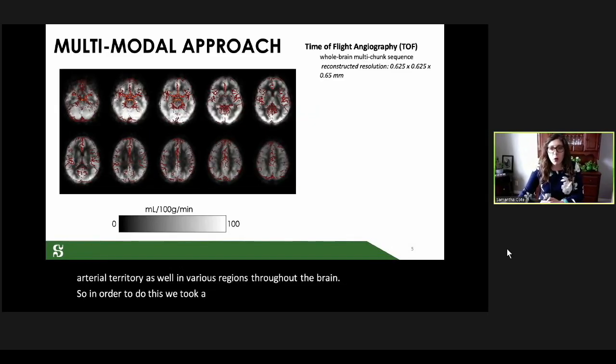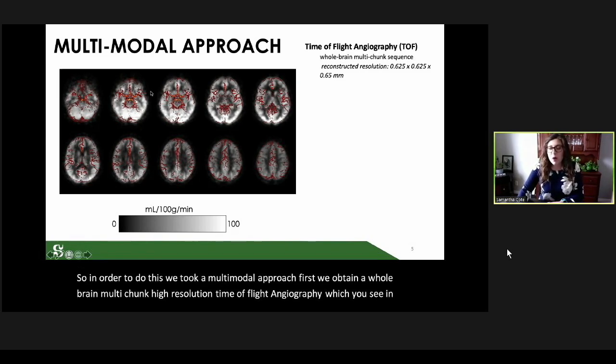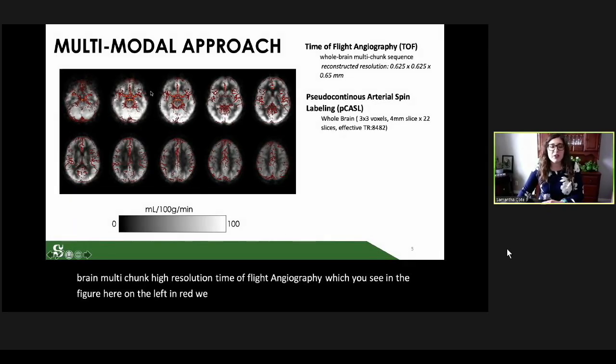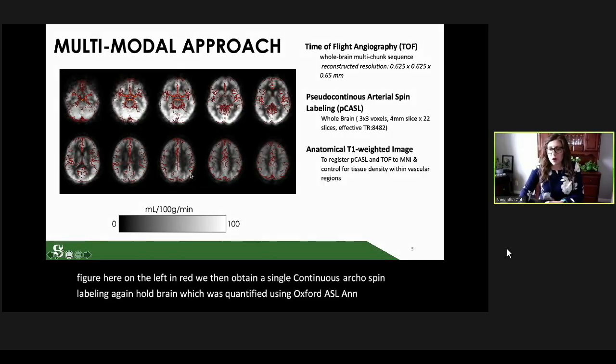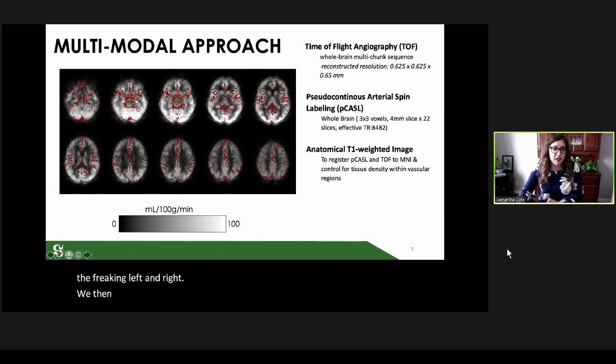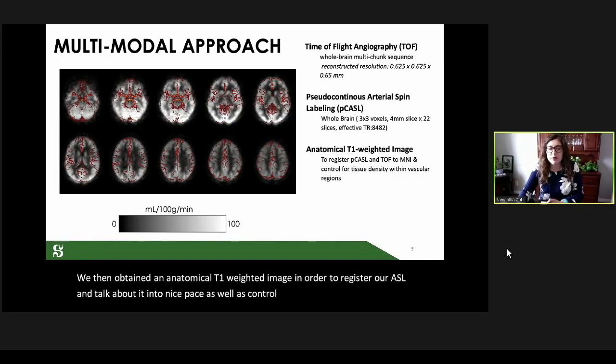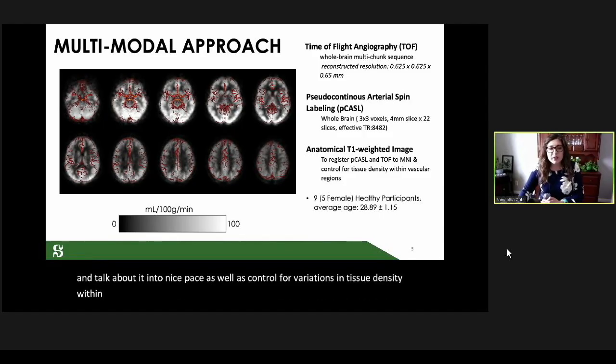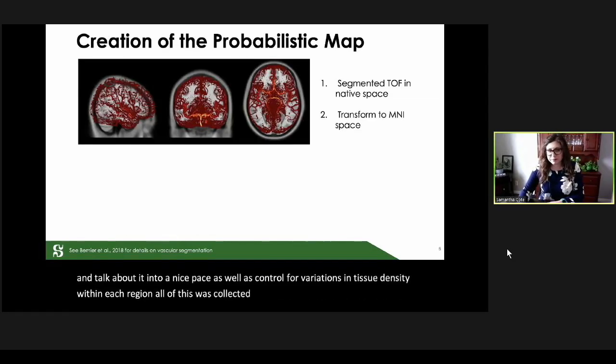First, we obtained a whole brain multi-chunk high-resolution time-of-flight angiography, which you see in the figure here on the left in red. We then obtained a pseudo-continuous arterial spin labeling, again whole brain, which was quantified using Oxford ASL and shown in the figures on the left and right. We then obtained an anatomical T1 weighted image in order to register our ASL and TOF data into MNI space, as well as control for variations in tissue density within each region. All of this was collected in 9 healthy participants.